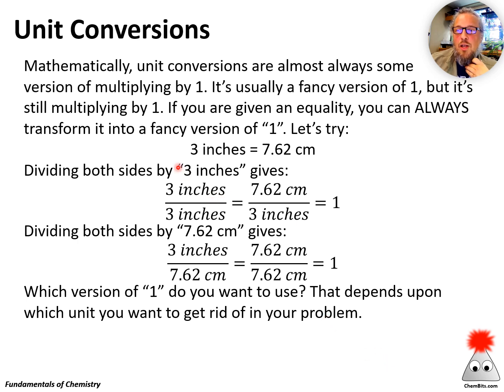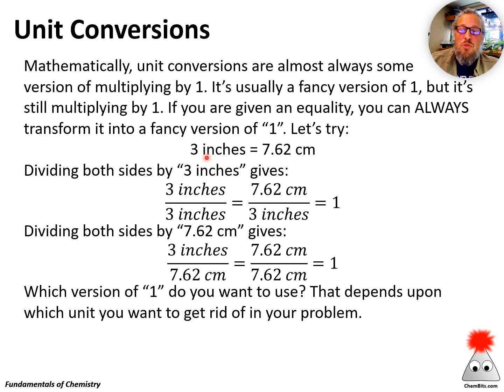So we often will have some relationship where 3 inches, for example, is equal to 7.62 centimeters. From this, we can get a fancy version of 1, right? If we divide both sides by 3 inches, we get 3 inches over 3 inches. Well, that's 1, which is equal to 7.62 centimeters over 3 inches. So our 7.62 centimeters over 3 inches is a fancy version of 1.